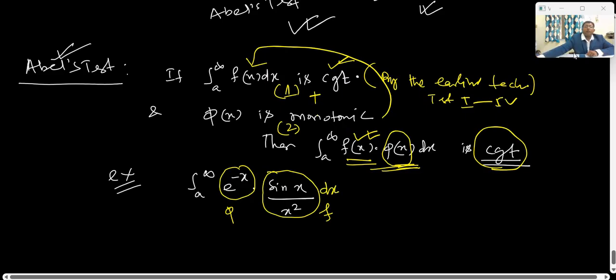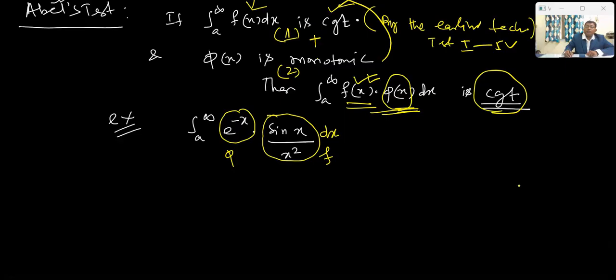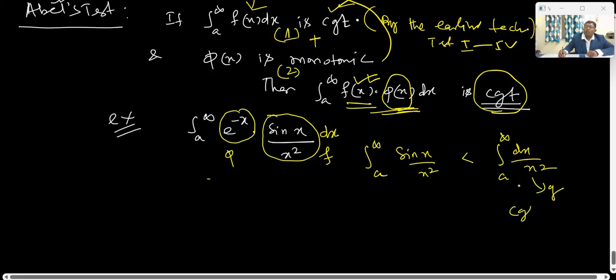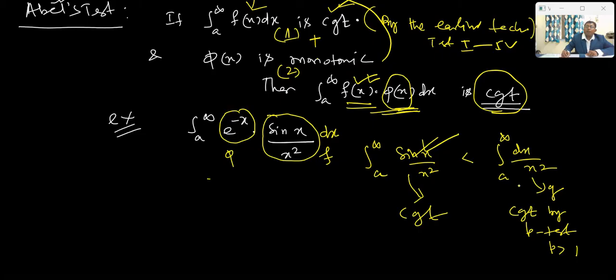As we did earlier, what happens to your f? This integral from a to infinity of sin x by x square is smaller than the integral from a to infinity of dx by x square, as we did earlier. Here it is g, and it is convergent by the p test, since p is greater than 1. So therefore this is convergent. So our first property, that f is convergent, holds.